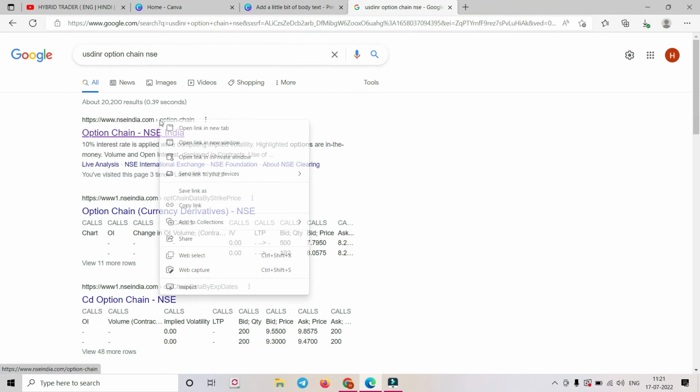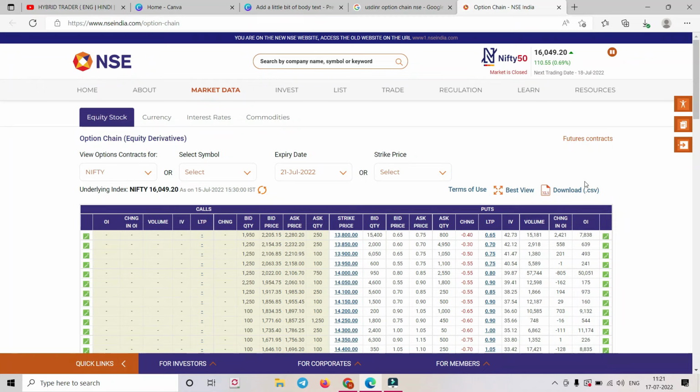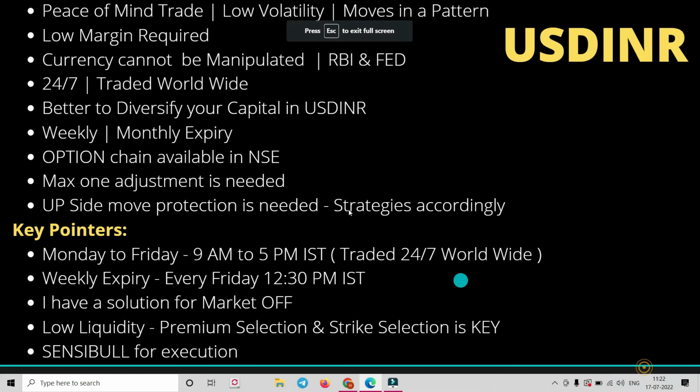Somewhere I've seen. Okay, let me see. Okay, we have the option chain. Friends, I'll do one thing. You can go to NSE, just to save the time. Definitely we have the option chain for USD INR. You can just go to Google and search for USD INR, or else I'll place the URL in the description box. Let me take you back to the slide.